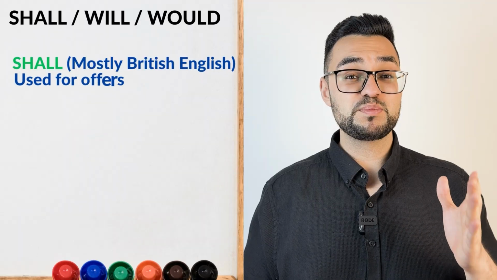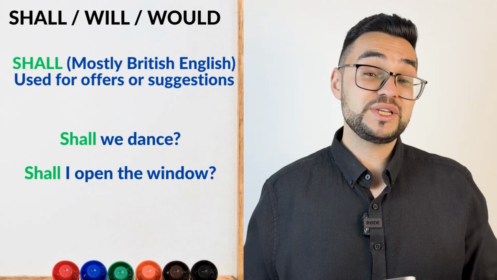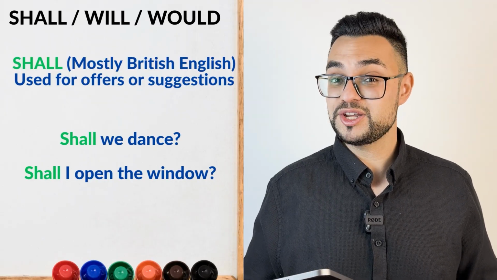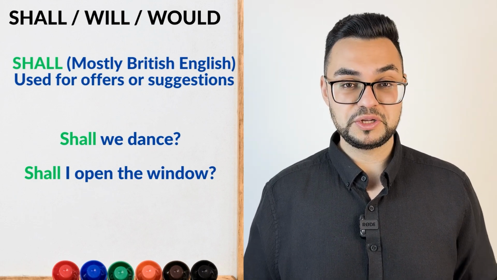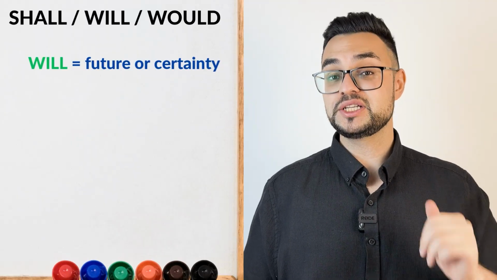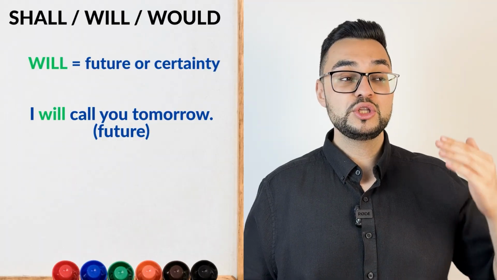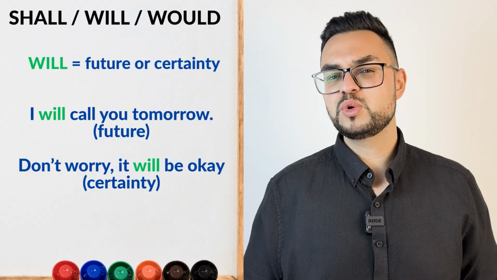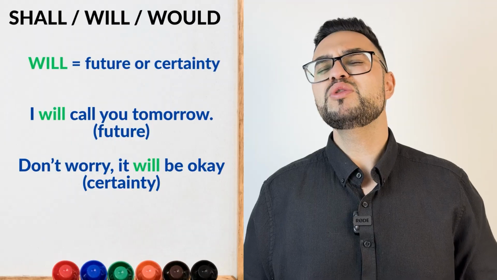Alright, the next ones are shall, will, and would. Now, shall is mostly used in British English, and it's used for offers or suggestions, like shall we dance? Or shall I open the window? So it's less common in American English, but you might hear it in British English. The next one is will. We use will for future or certainty. For example, I will call you tomorrow. Here I'm using the word will to talk about future. Or when I want to talk about certainty, I can, for example, say, don't worry, it'll be okay.